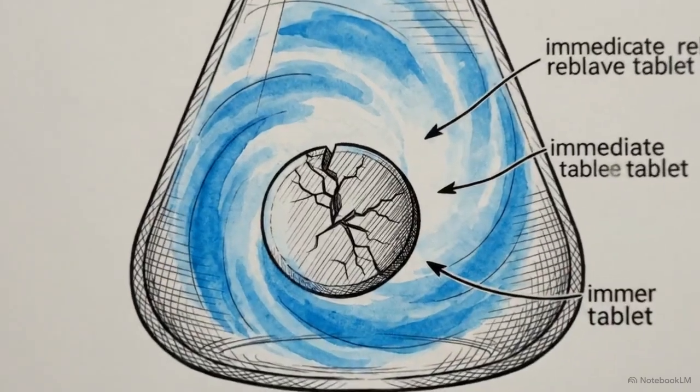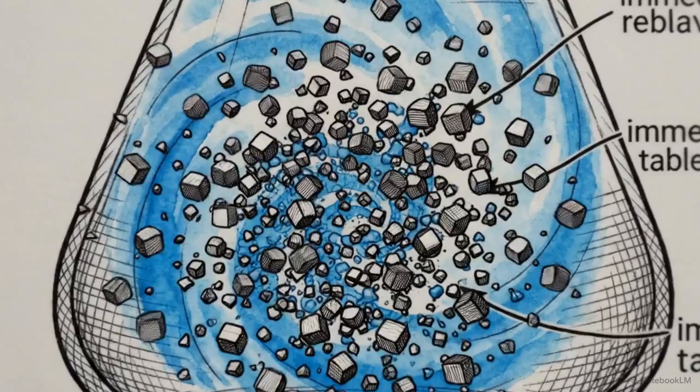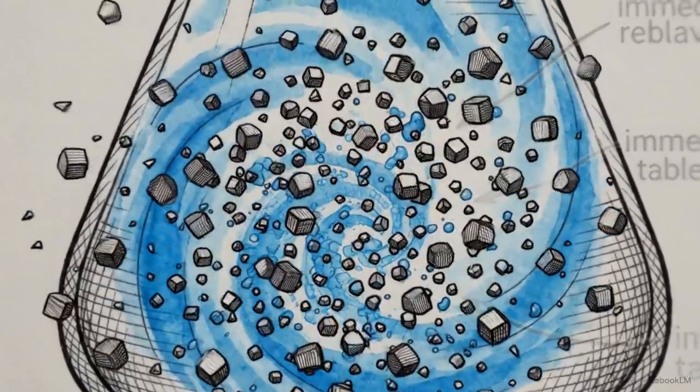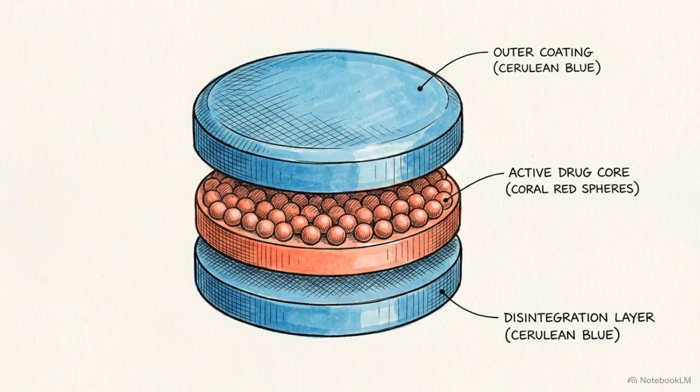When an immediate-release tablet enters a turbulent glass flask, or a patient's stomach, it disintegrates rapidly. The active ingredient floods the system all at once. Controlling that sudden release is a difficult challenge in pharmaceutical engineering. Getting the terminology wrong during this process has severe consequences.